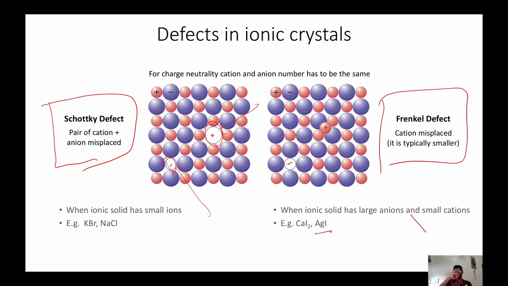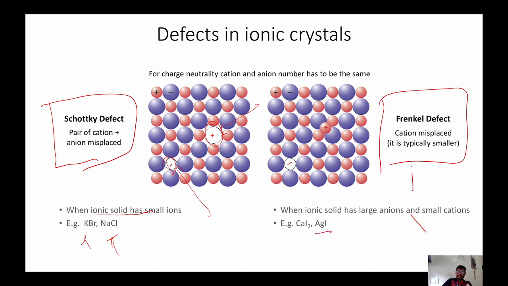These kinds of defects come when both of the ionic atoms are small in size, like KBr and NaCl, and the sizes of these atoms are comparable as well. So in these kinds of ionic solids, ionic crystals, Schottky defects can be formed.